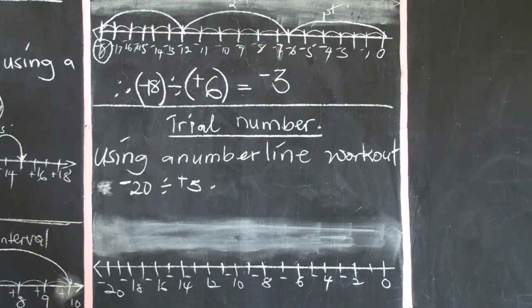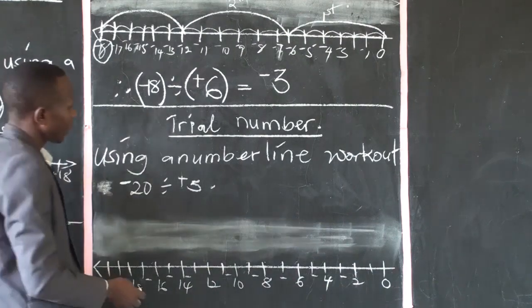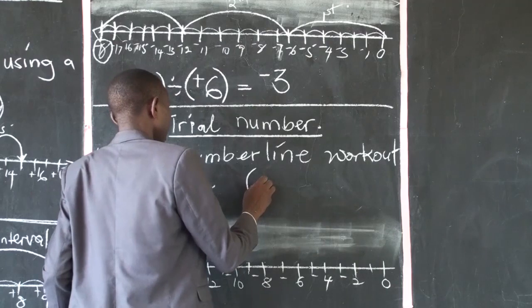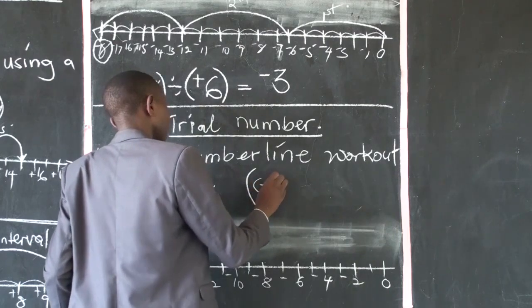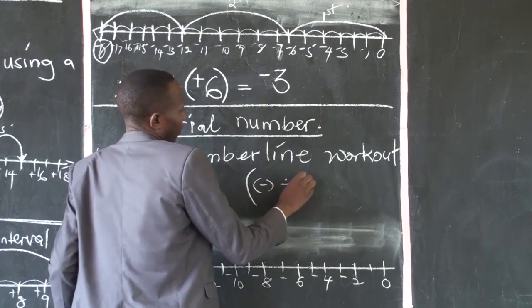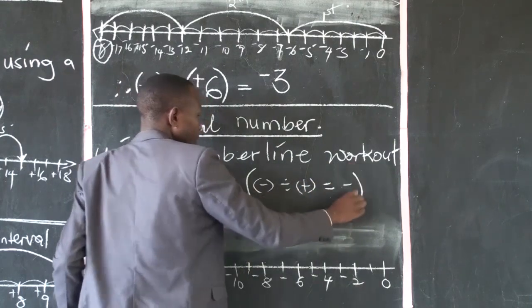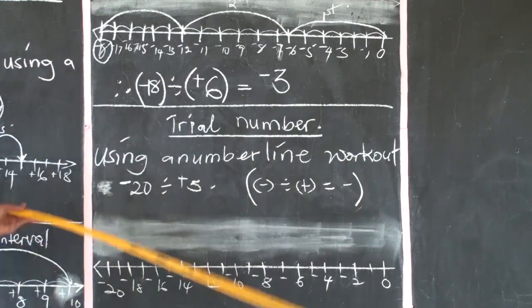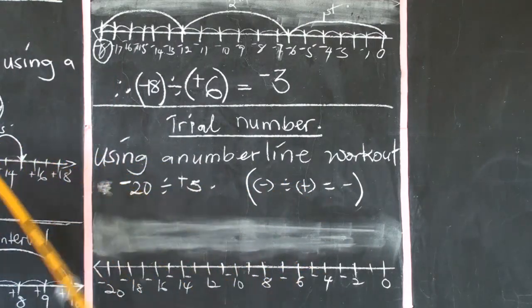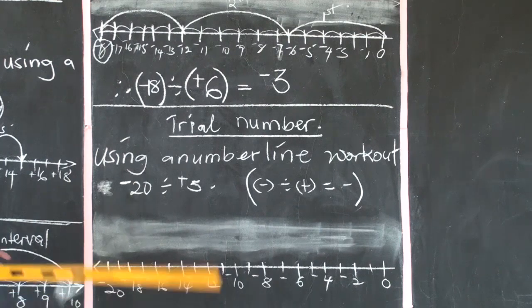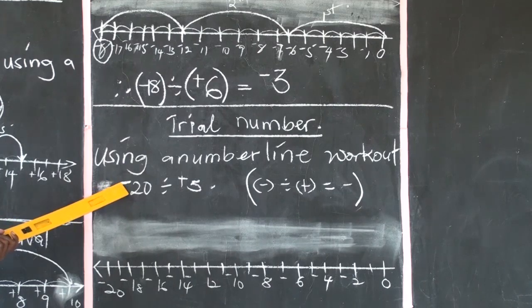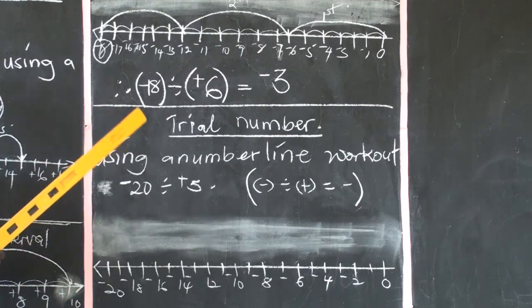So I want us to look at what the question wants. First of all, we shall not forget this rule which says negative divided by positive will always give us negative. That is the rule that has forced me to have only negatives here, because there is nowhere where a positive integer will apply. What is going to determine it is the first number here, 20.